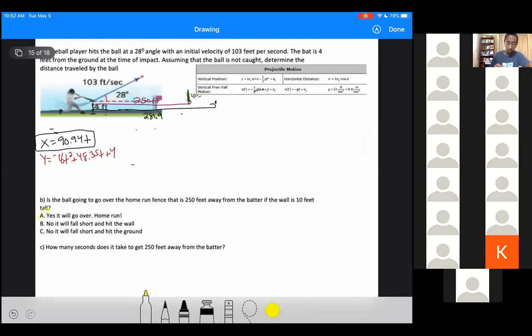So option A would say yes, it goes over, right? Option B would be no, it will fall short and it will hit the wall. Option C would be no, it will fall short and it will hit the ground. Which one can we cross out? For C, sure. We can cross out C, right? Because we know it's not going to fall short and hit the ground, because we know it hits the ground over here at 280 feet. And the wall is 250 feet away. So it can't be C. It's either going to hit the wall or it's going to go over.